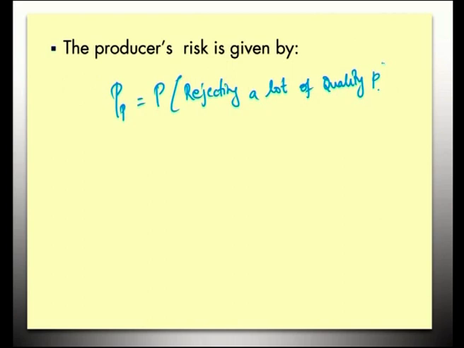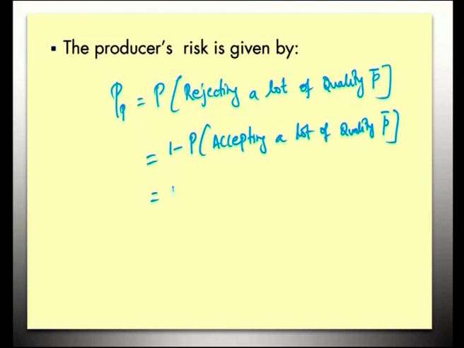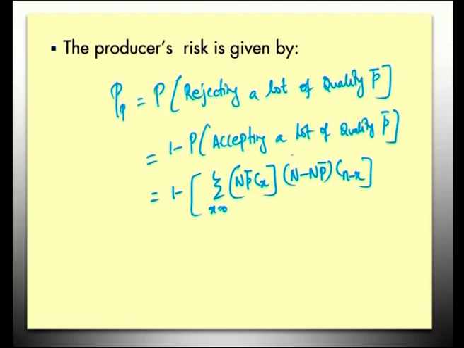To protect himself against poor quality, the consumer usually demands a small value Pc for a given p1. So, the producer's risk is given by Pp, the probability of rejecting a lot of quality p bar, and it is equal to 1 minus the probability of accepting a lot of quality p bar. In that case the probability is given by summation x is equal to 0 to c of N p bar C x into (N minus N p bar) C (n minus x), divided by N C n.